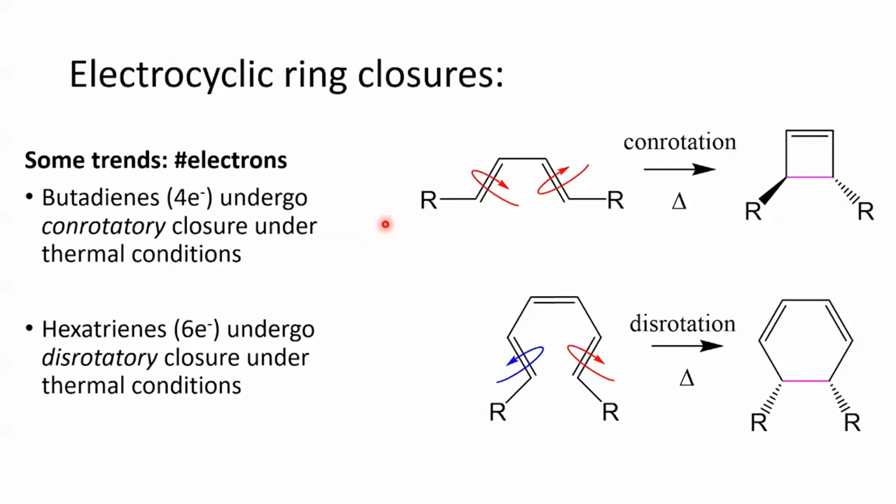We can summarize those trends. For a 4 electron system, you're going to see conrotatory closure under thermal conditions, whereas in a 6 electron system, you're going to see disrotatory closure under thermal conditions. Now, up until now, we've been focusing on ring closure reactions. So talking about these 2 examples, if red is a clockwise rotation and blue is a counterclockwise rotation, we can see the routes whereby the outermost p orbitals twist in order for the bond to occur.